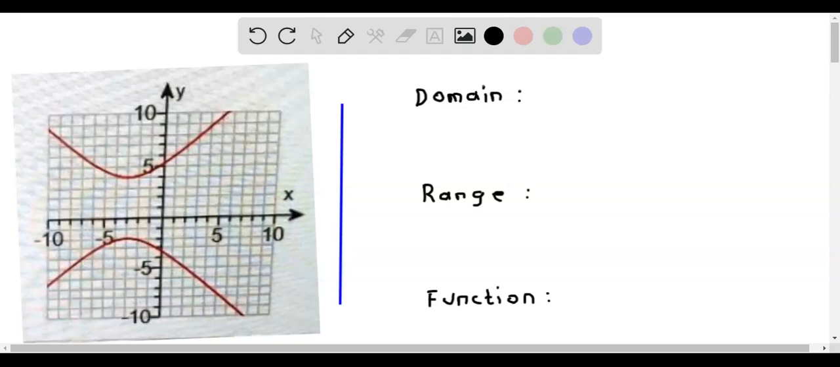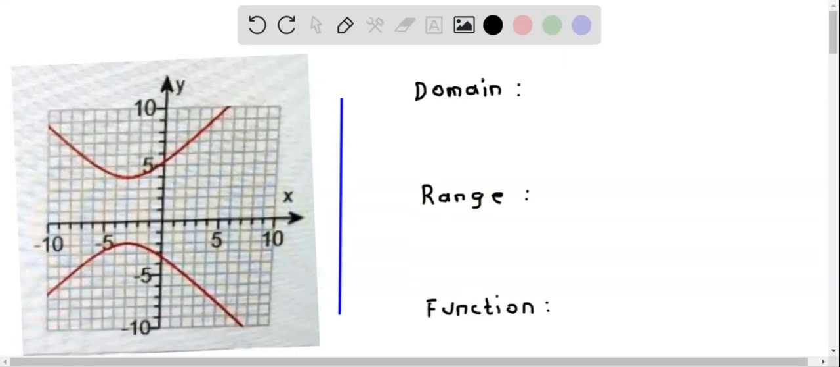Let's determine the domain first. So the domain is all the possible values of the graph of this relation. As we can see, the graph extends in both directions. That is, on the left it extends, as well as on the right it extends.